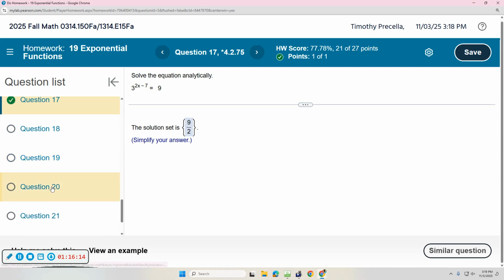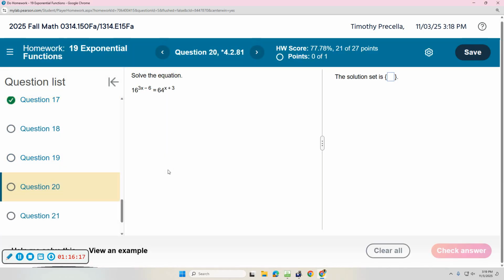Number 20. Let's jump down and do 20. Don't worry, we're going to go back to the other ones in a moment. We're not just forgetting about them.